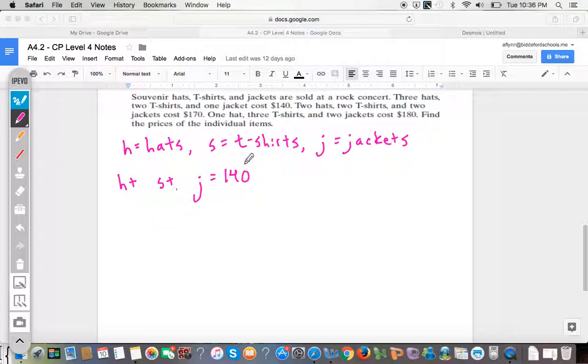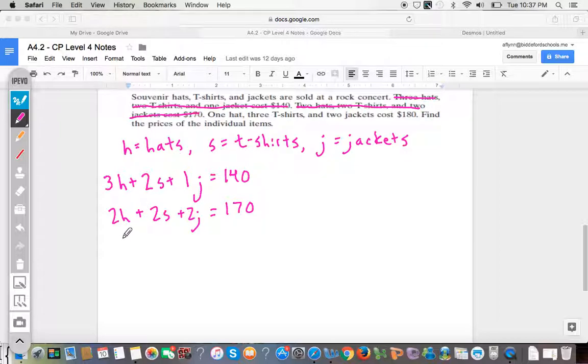Okay, so now I need to scale all of these. So I've got 3 hats, so 3H, 2 t-shirts, so 2S, and 1 jacket, so 1J, equals 140. I'm done with this information right here. Okay, my next one, I have 2 hats, 2 t-shirts, and 2 jackets, cost $170. So equals 170. So I've got 2 of each. So 2H plus 2S plus 2J equals 170. Okay, so at this point, I'm done with that information.